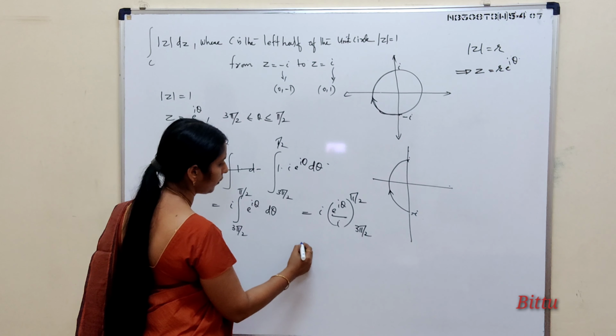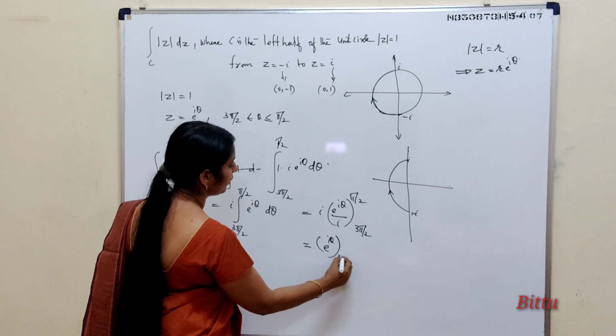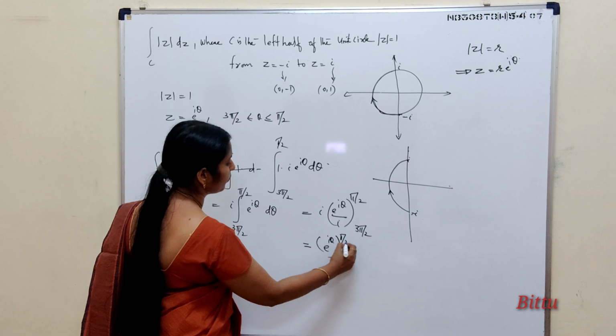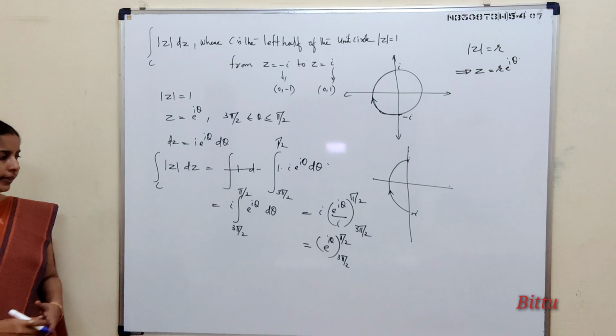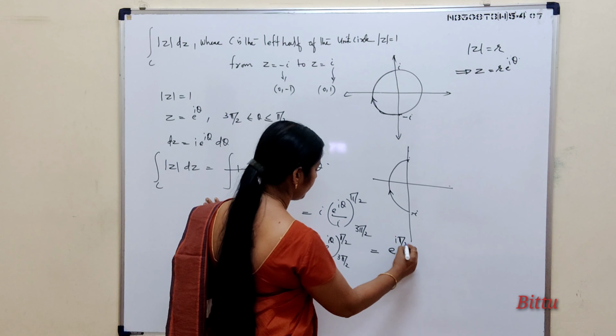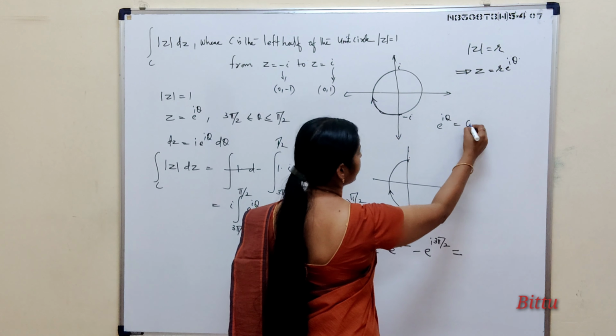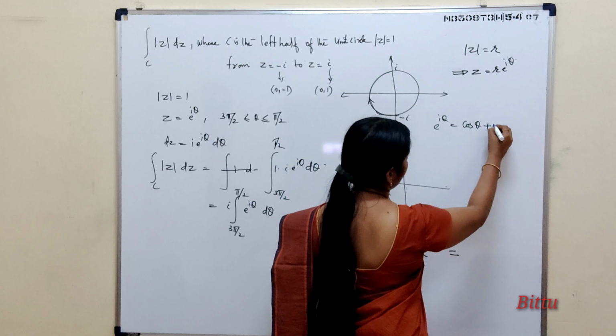I will cancel. It is e raised to i theta from 3 pi by 2 to pi by 2. Next we have to put the limits. You can see it is e raised to i pi by 2 minus e raised to i 3 pi by 2. You apply the result: e raised to i theta is cos theta plus i sin theta.